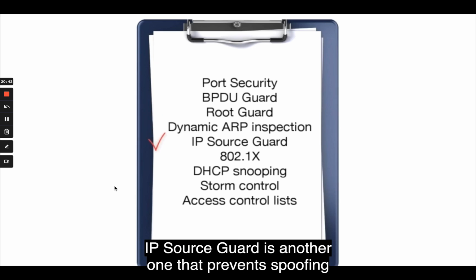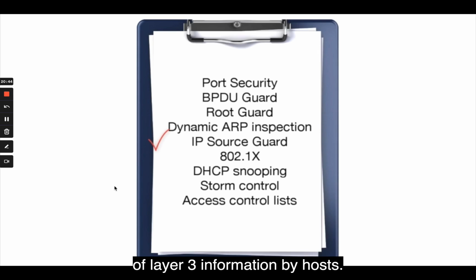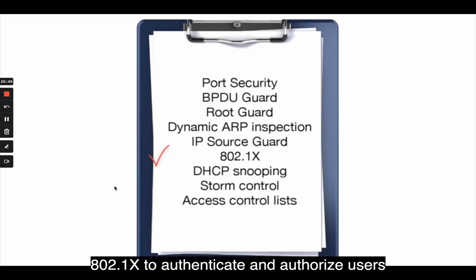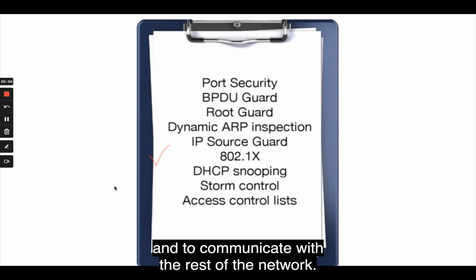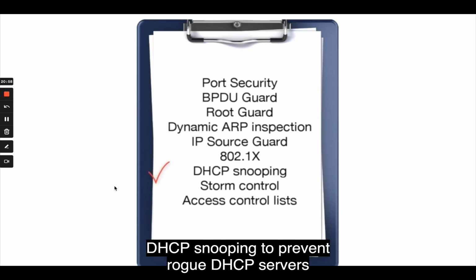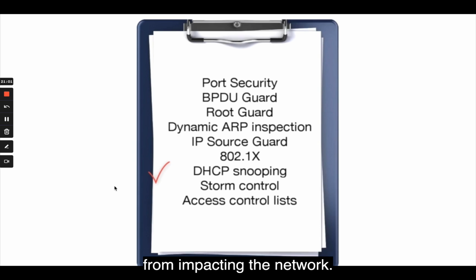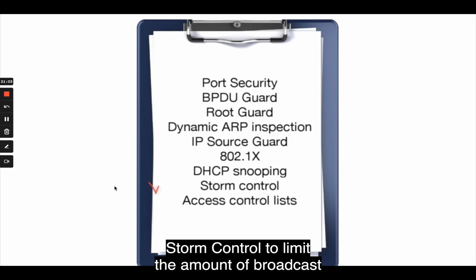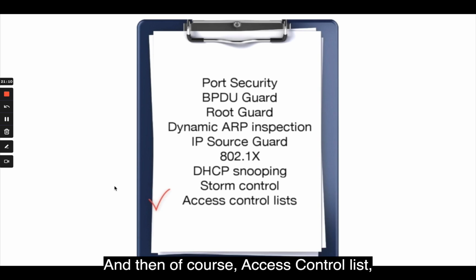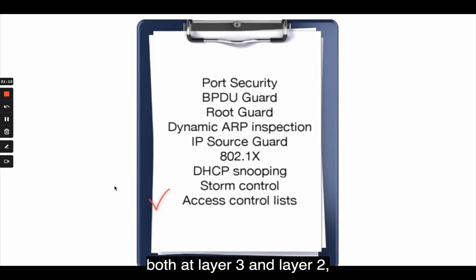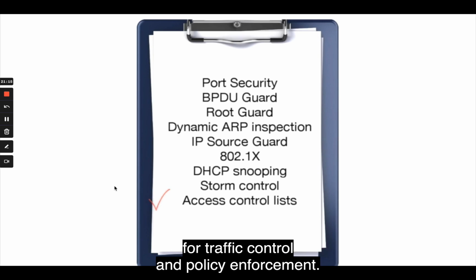And then the dynamic ARP inspection, as we actually covered earlier, right? IP source guard is another one that prevents spoofing of layer 3 information by hosts. 802.1X to authenticate and authorize users before you allow them into the network and to communicate with the rest of the network. DHCP snooping to prevent rogue DHCP servers from impacting the network. Storm control to limit the amount of broadcast and multicast traffic flowing through the switch. And then, of course, access control lists, both at layer 3 and layer 2, for traffic control and policy enforcement.